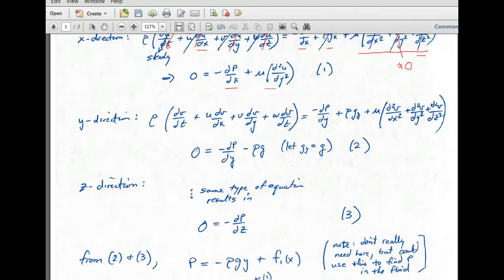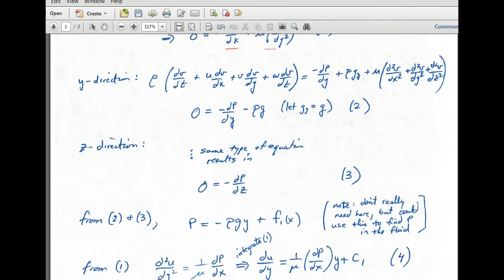Now let's look at the y direction. If we go through the y direction, we again get rid of this term because of the steady state situation. We have u dv/dx, so there's no v velocity, therefore there's no dv/dx, and that one goes to 0.